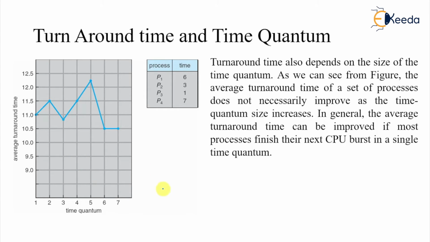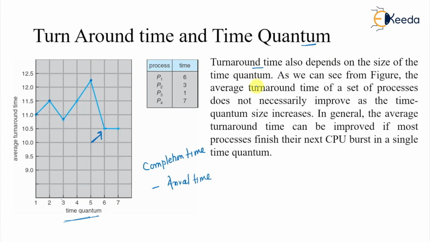Turnaround time is the completion time minus arrival time. This is the time quantum with different values, and this is the average turnaround time; a graph has been taken for different time quantum values. In this case, for a time quantum of 1, the average is around 11. For 2 it becomes 11.5, a larger turnaround time. For 3 it becomes a lesser value, around 10.7 or 8. For 4 it is slightly increased, 11.5. For 5 the turnaround time increases most. For 6 it comes down again to 10.5, and for 7 it stays constant. So we can say 6 gives the best performance.